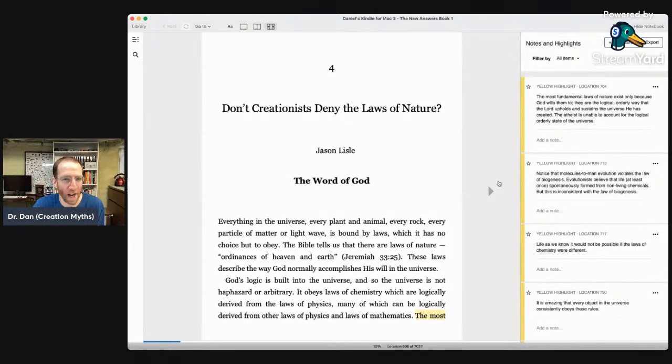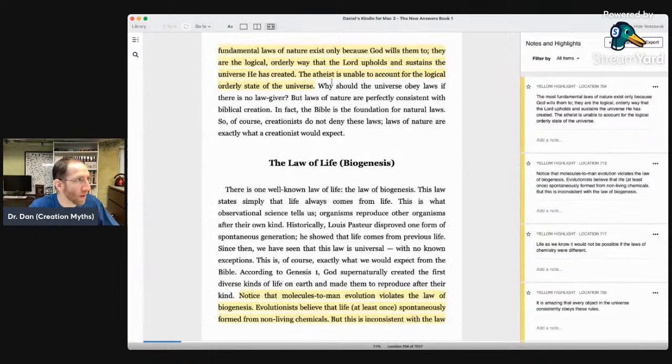Again, it's not a whole lot of biology here I'm going to comment on, but it's an interesting look at how this argument works and how the authors of this book are interacting with their intended audience. So the first thing here, right down here, it says the most, and then on the next page, fundamental laws of nature exist only because God wills them to. They're a logical, orderly way that the Lord upholds and sustains the universe he has created. The atheist is unable to account for the logical, orderly state of the universe.